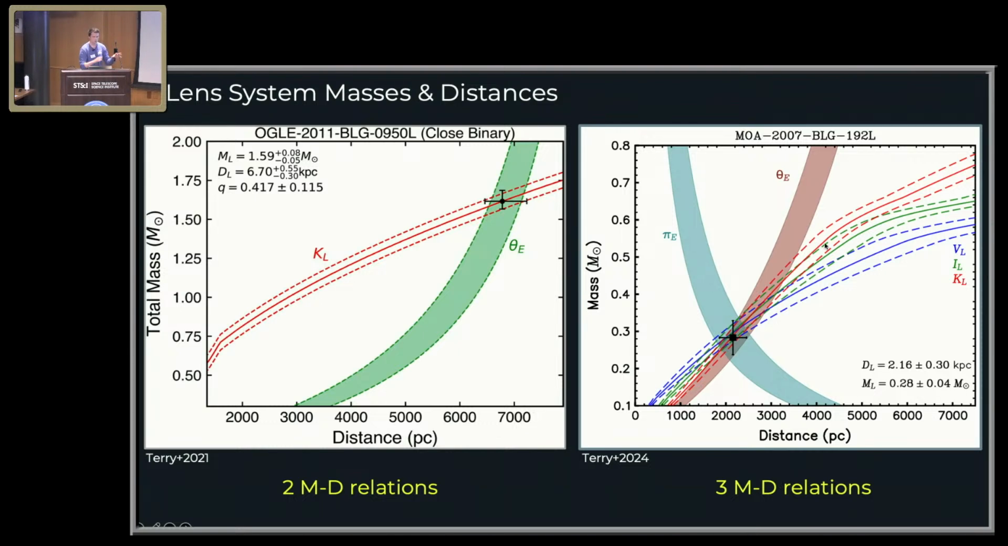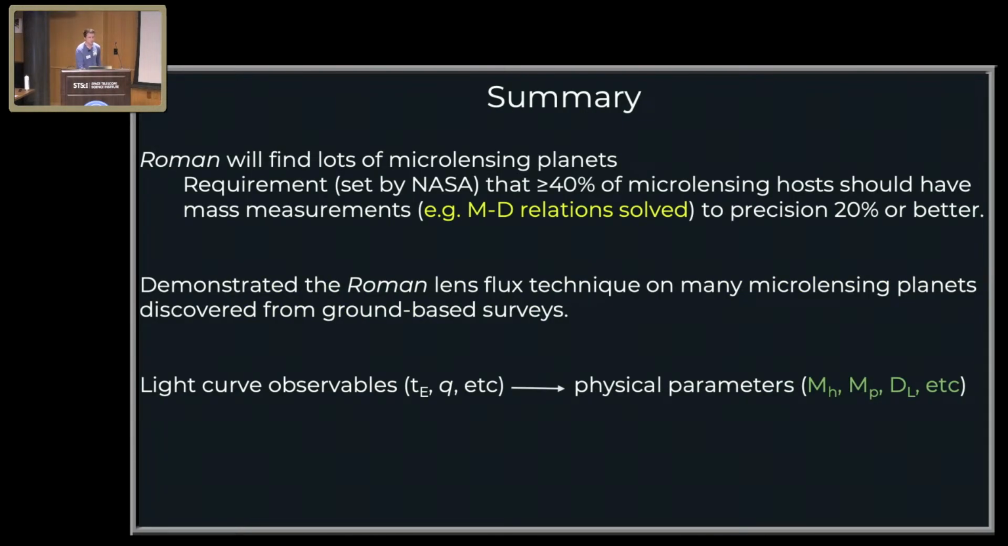And again, Roman will use all of these methods to get some number of planets. So I'm out of time. I'll leave up my summary and just make one last important note: there's actually a requirement set by NASA on these microlensing host stars and their planets, that at least 40% of the hosts should have a mass measurement, so solving these relations to a precision of 20% or better. With that, I'm happy to take questions. Thanks.